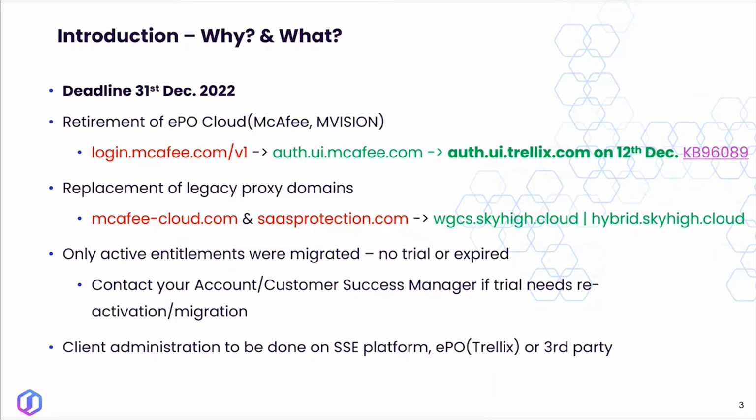From a cloud administration and future perspective, what options do you have besides this EPO Cloud? The new environment, which we are calling the SSE platform, or EPO within Trellix, doesn't matter if it is the cloud version or the on-prem version, or in future also third party. One of the next-gen SSE projects is focusing on third-party client management like Intune and similar.